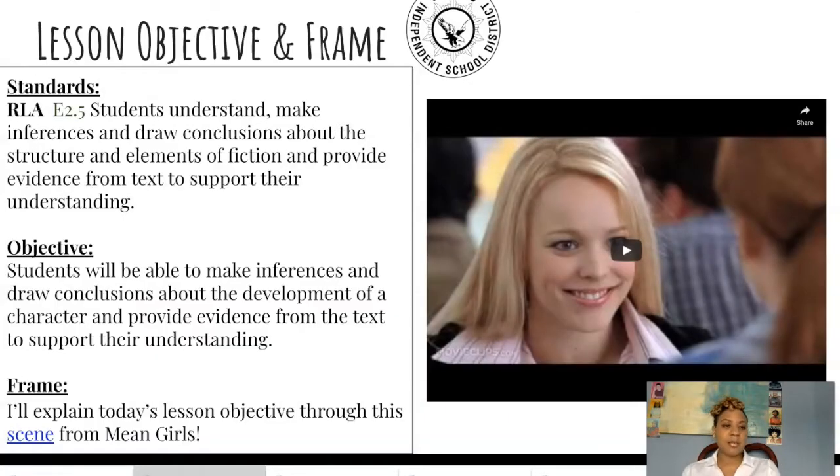So for today's lesson, it comes from the standards E2.5: students understand, make inferences and draw conclusions about the structure and elements of fiction and provide evidence from text to support their understanding. Today's objective: students will be able to make inferences and draw conclusions about the development of a character and provide evidence from the text to support their understanding. So in so many words, today we're going to be discussing characterization, indirect versus direct, okay?